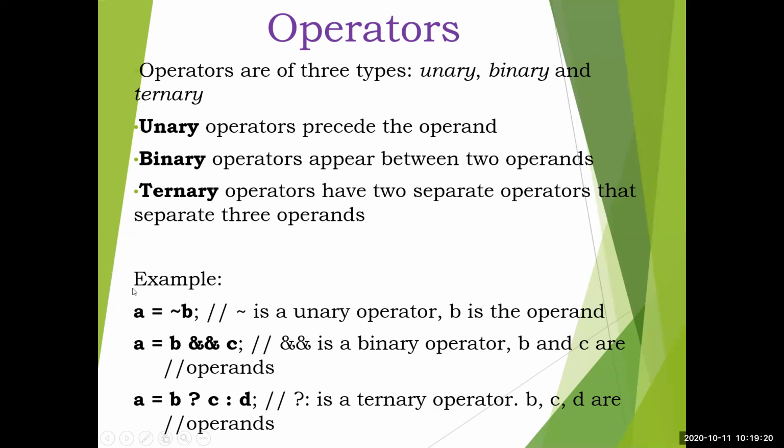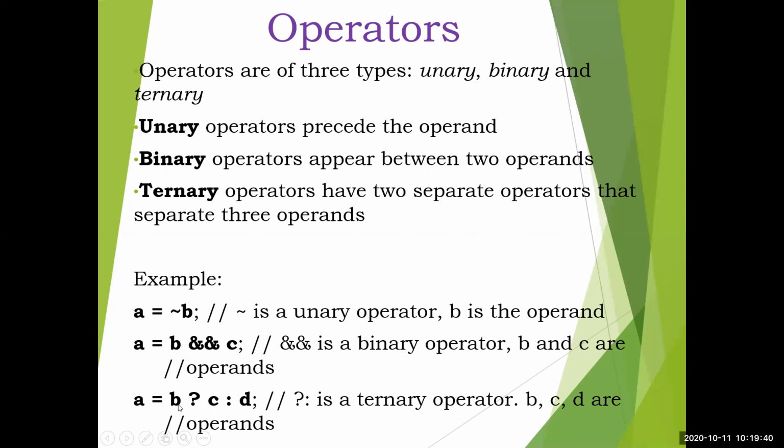For example, here A equals not of B, so here only one operand is working. If B is 0 it will make 1, so it is a unary operator, and B is the operand here. Then A equal to B and C: and is a binary operator, and B and C are the operands here. It is a binary example.